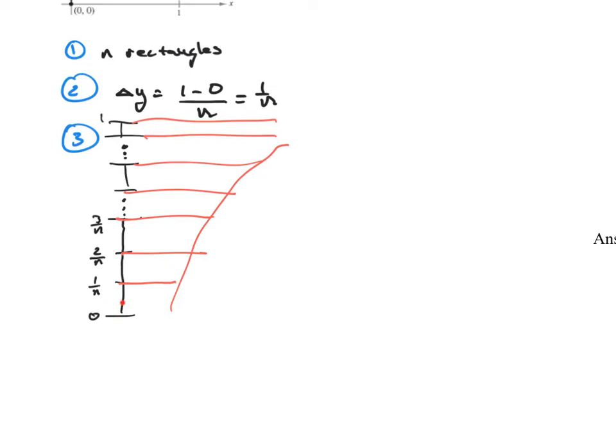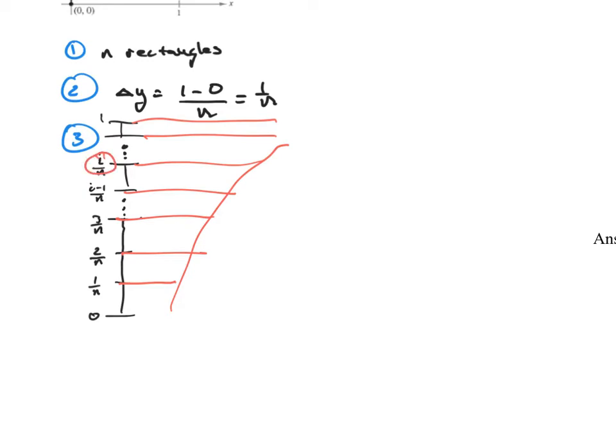So it seems like on the first rectangle, to determine the height, below it's 0, above it's 1 over n. On the second one, below it's 1 over n, above it's 2 over n. So it seems like for the ith one, it's 1 less over n and then the same number over n. So the ith one would be i minus 1 over n, and then i over n, right? So that would be the general one. And again, I can choose either of those numbers.